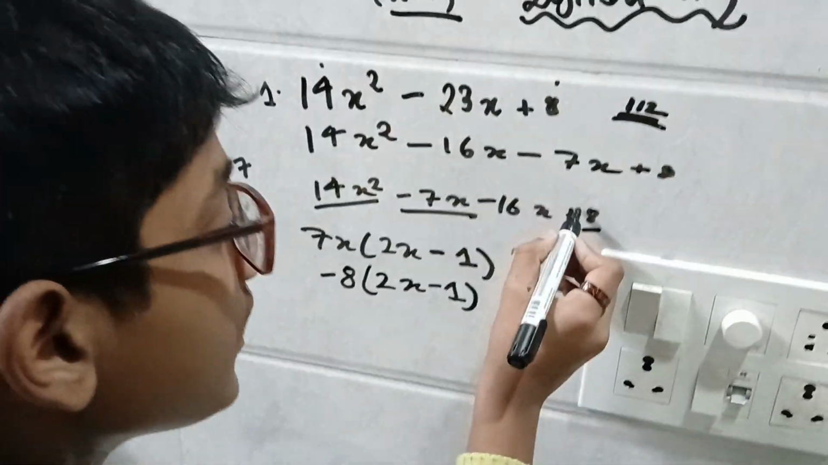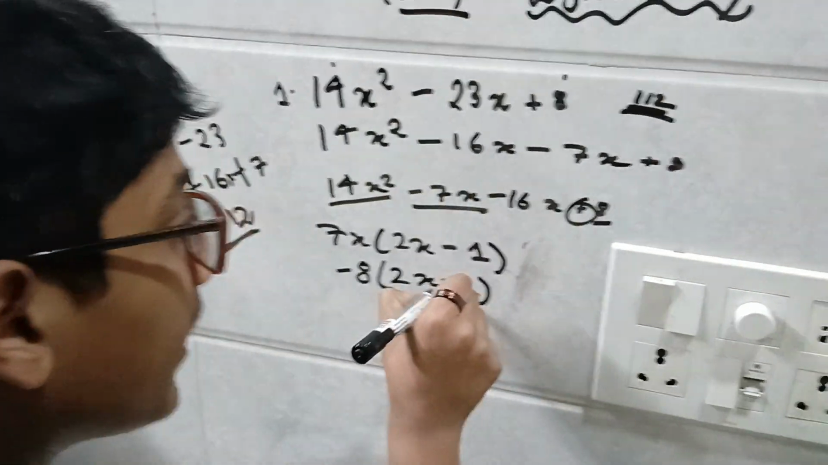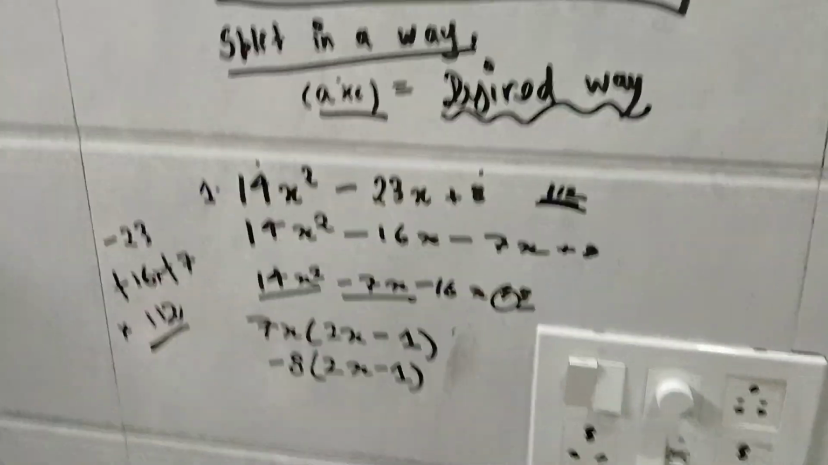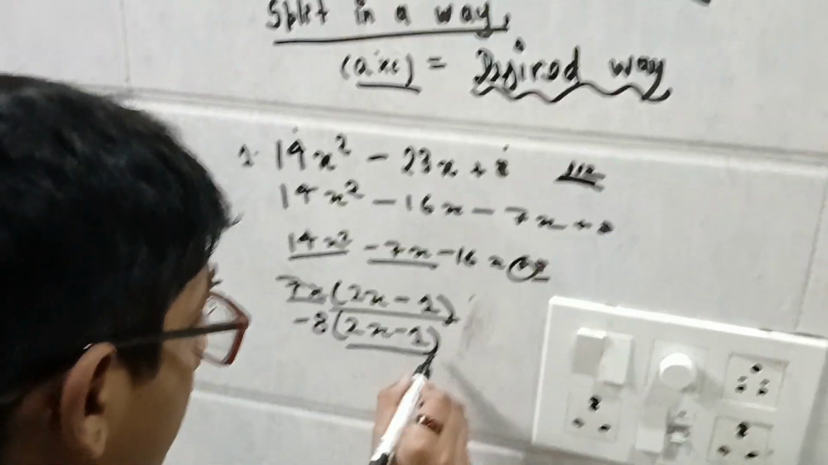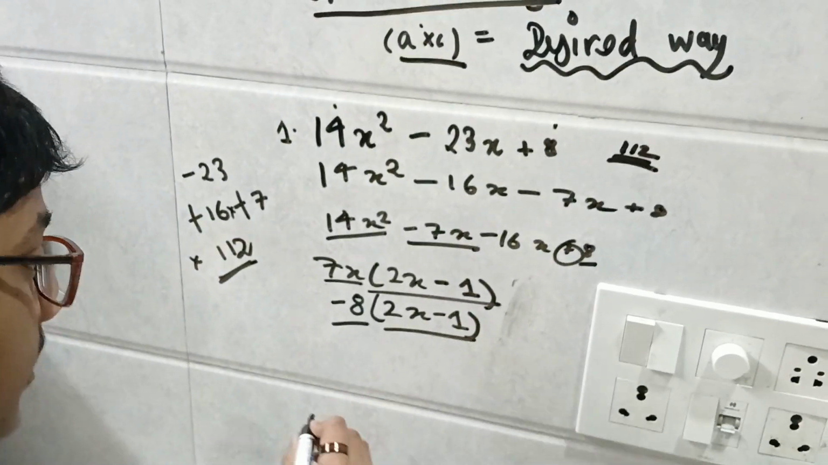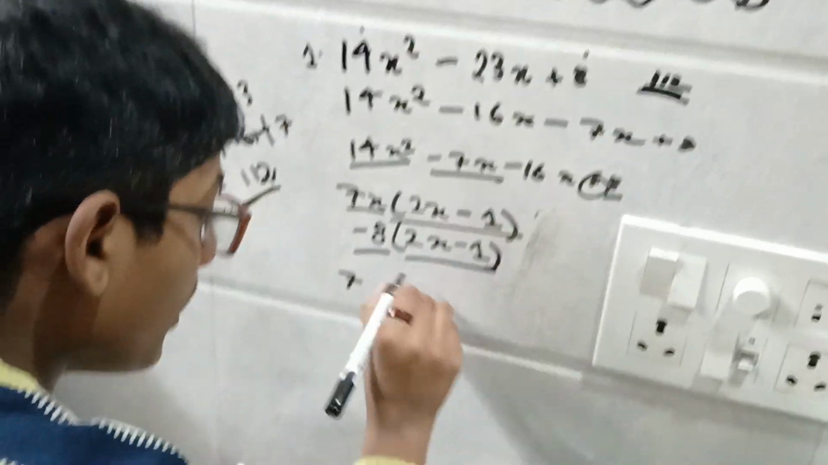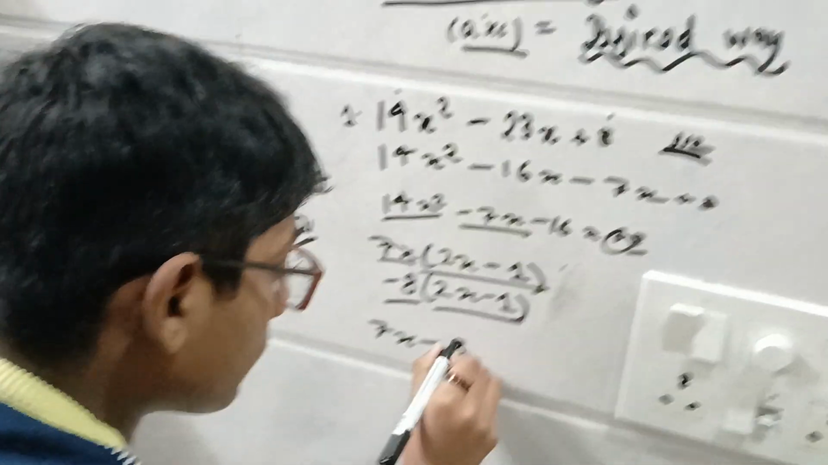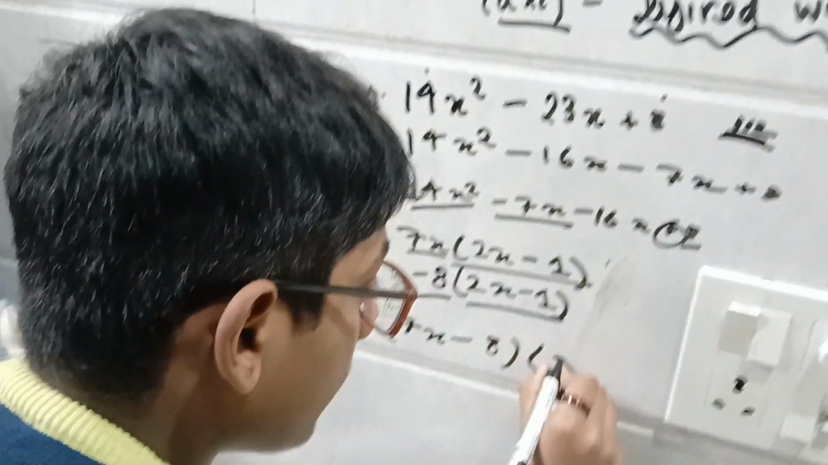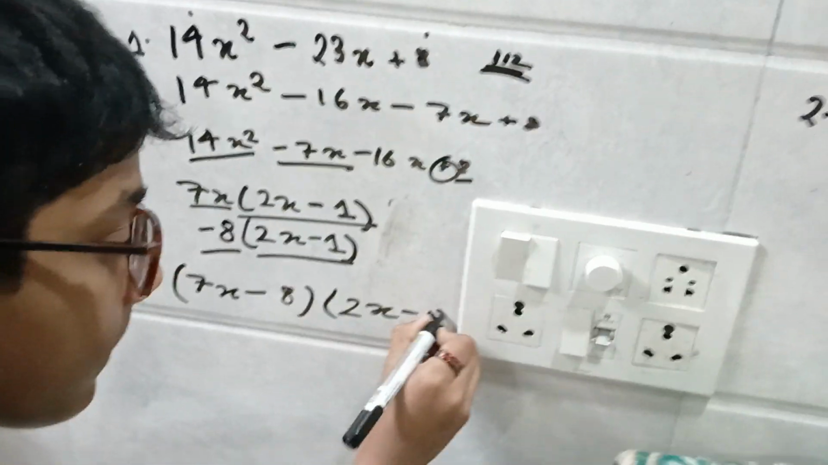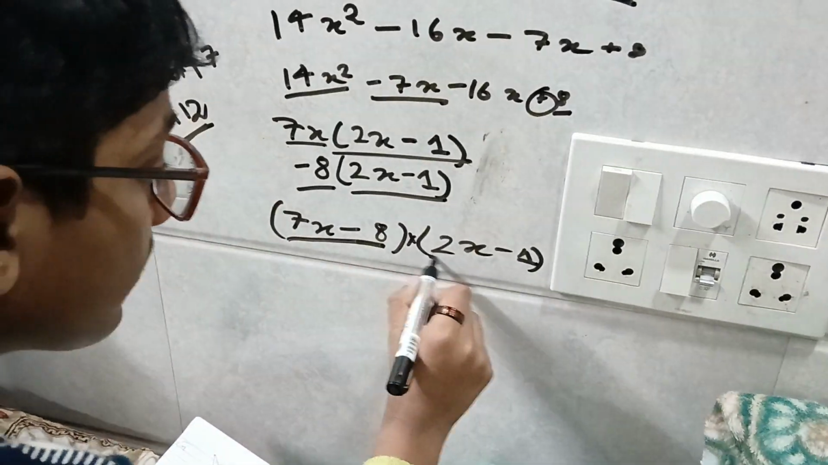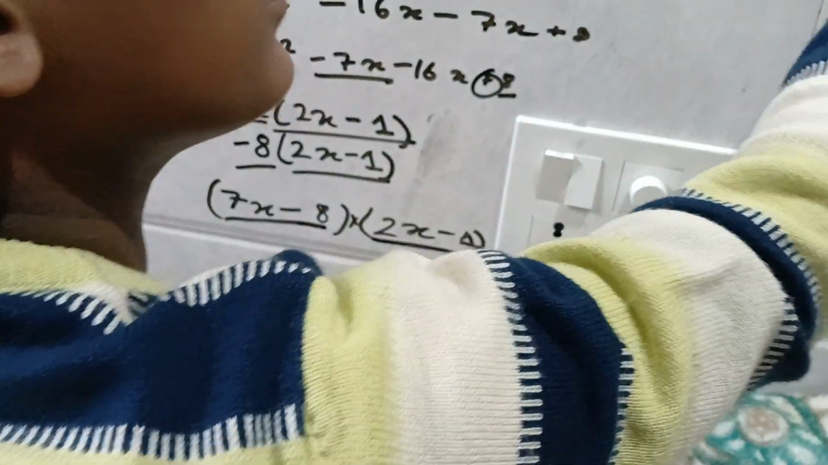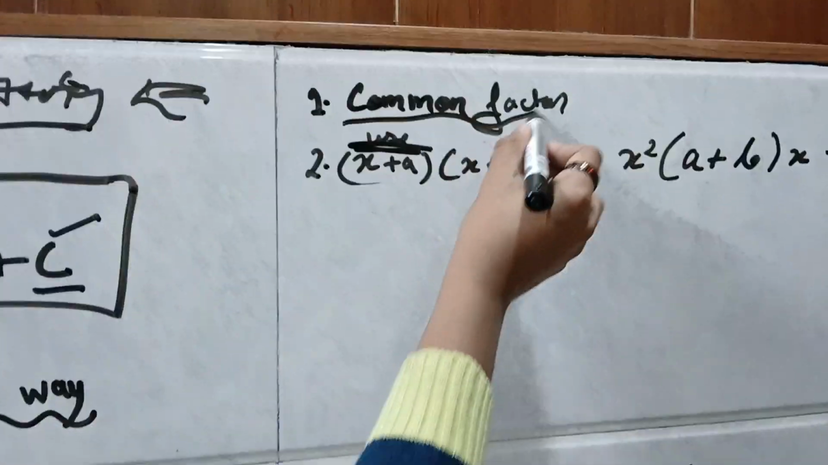See, we have interchanged the sign because we are taking minus common, and minus is plus, just like we can see here. Now you can see 2x is also multiplied with 7x and 2x minus 1 is also multiplied by minus 8. So we can take 2x minus 1 as common, like this. Now between them the sign is multiplied. So we have successfully factorized this. This was the first method, the common factor method. We split the middle term and use the common factor method.